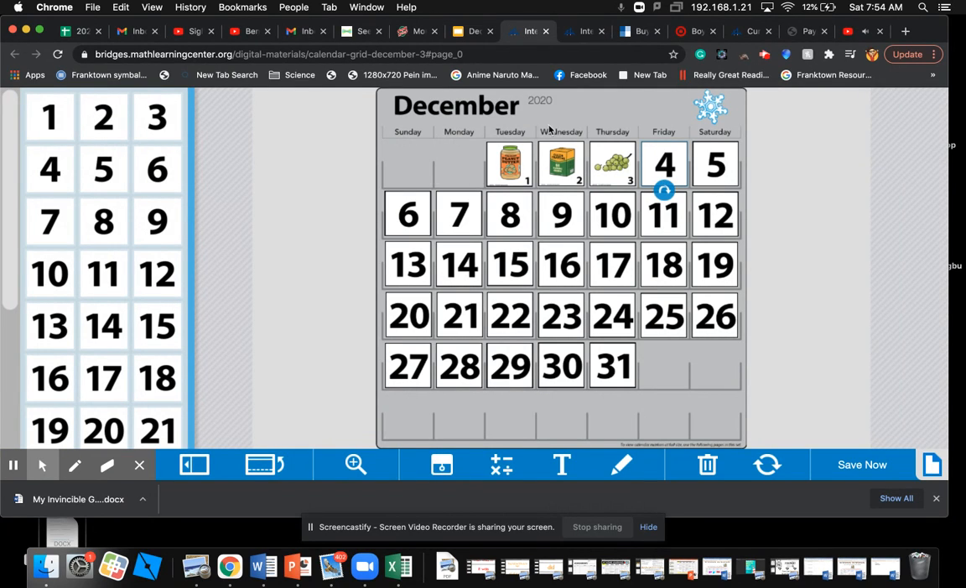All right, today is December 4th. So let's just go ahead and say the date first. Ready? Today is Friday, December 4th, 2020.